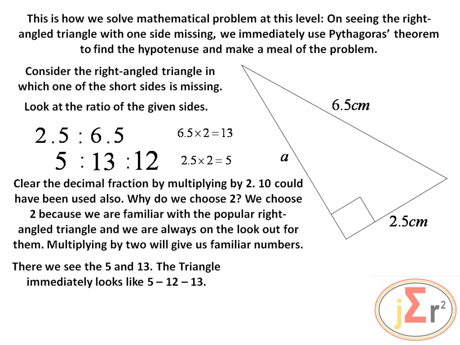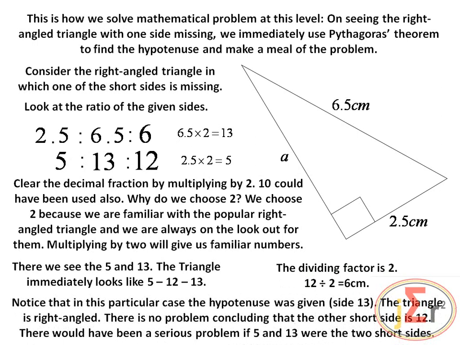There we see 5 and 13. The triangle immediately looks like 5, 12, 13, and that is why we have included the 12 right there. The dividing factor is 2. As we can see, from here, divide by 2, divide by 2. So we will also divide 12 by 2. 6 centimeters. Right.